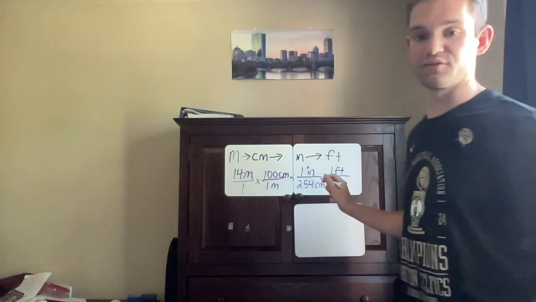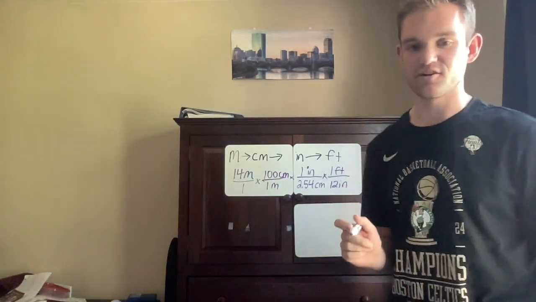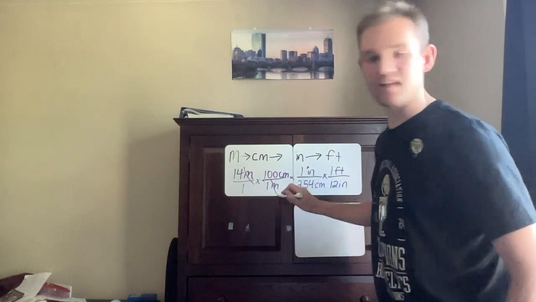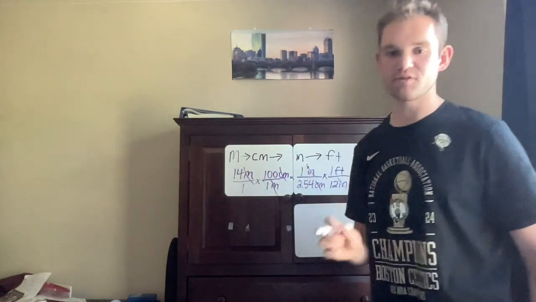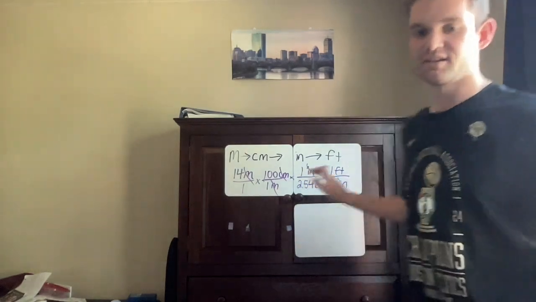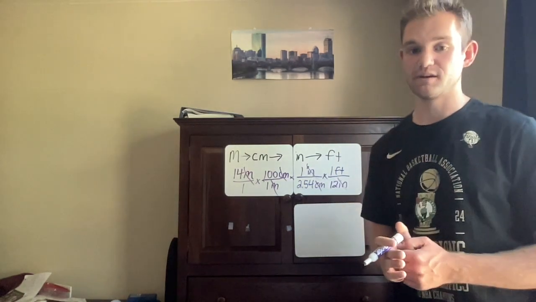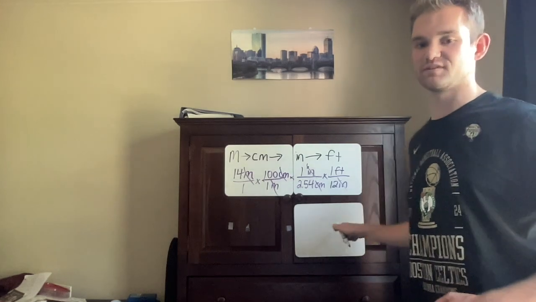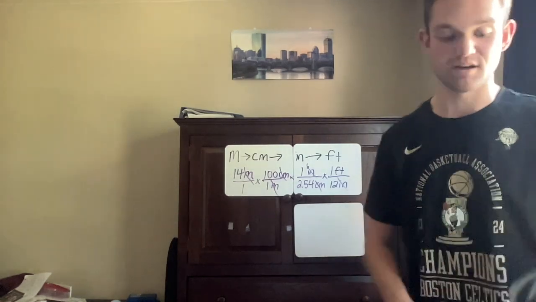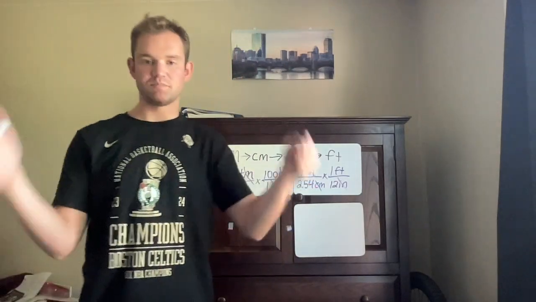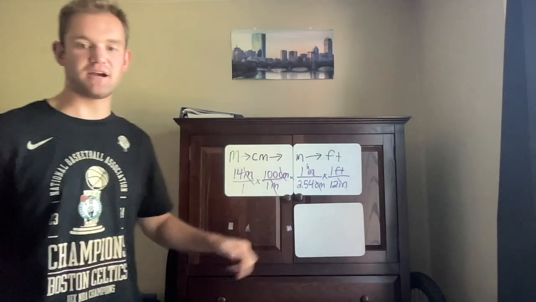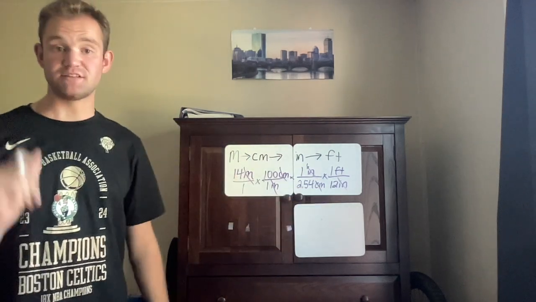So ready? Here's the fun part. You get to cancel out all your units. Slash, slash, meters are gone. Centimeters are gone. Inches are gone. Everybody's dead except for feet. Keep feet here. That's your last unit. And here's the math part. We're going to take all of the numbers on the top, multiply them together, and then divide by everything on the bottom. And there's 2 ways to do this.